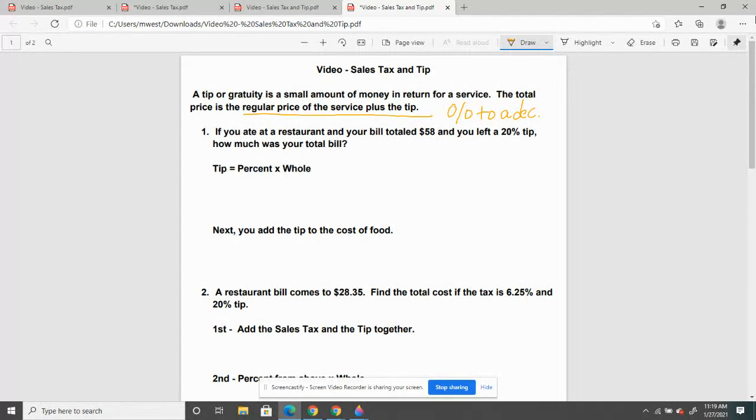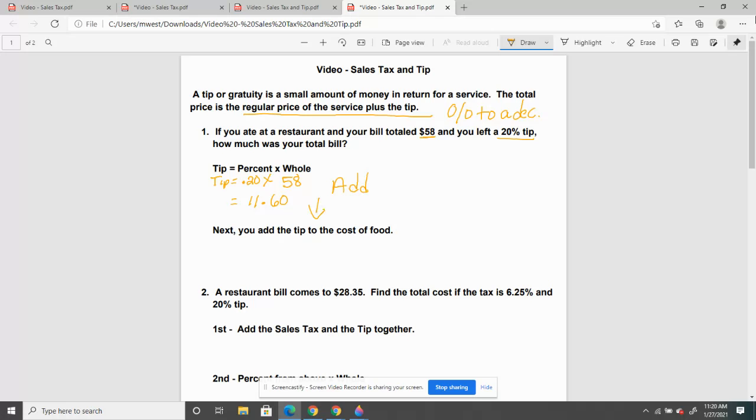Okay, so if you ate at a restaurant and your bill totaled $58 and you left a 20% tip, how much was your total bill? If we start with the tip and change the percent to a decimal, we change 20% to 0.20 times the whole amount, which is $58. If you multiply those two together, you get $11.60. And remember, we said the tip was an addition, so we're going to add it.